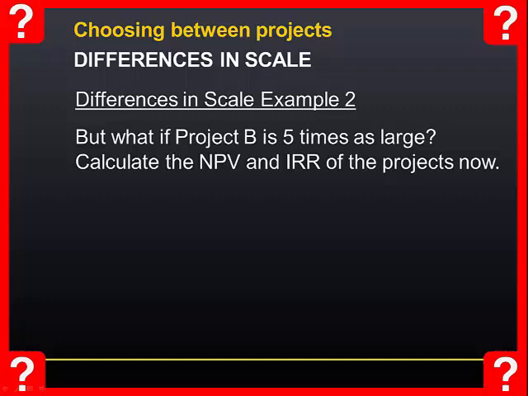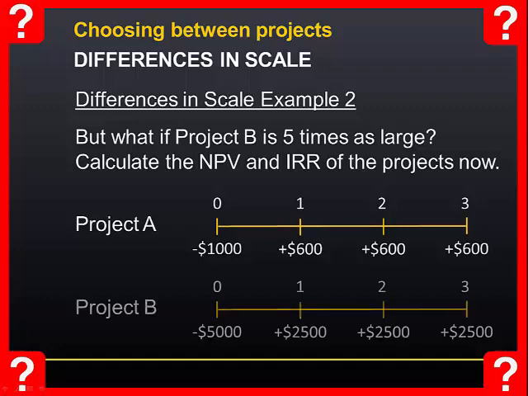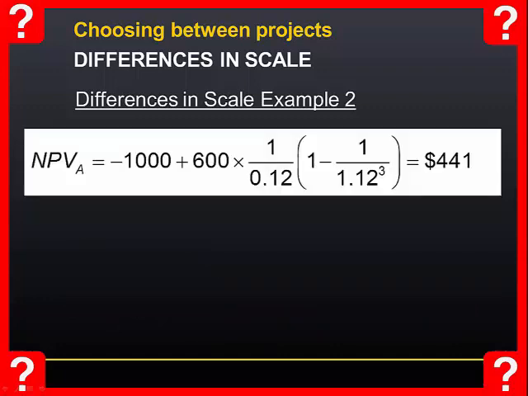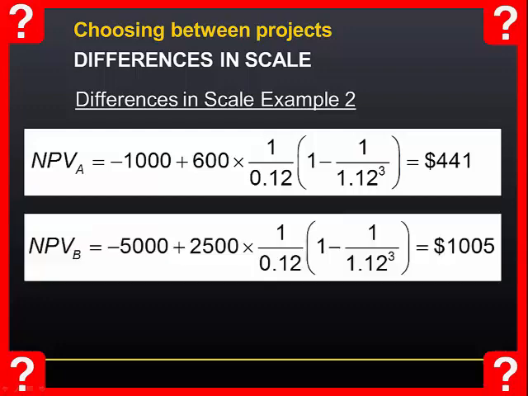But what happens if one of the projects is a different scale to the other one? These are the cash flows for the same projects, but project B is 5 times as large as it was before. Let's once again calculate the NPV of these two projects. The NPV of project A clearly hasn't changed because nothing about the project has changed, $441. But because project B is 5 times as large, its NPV is 5 times as large, $1,005 instead of $201.